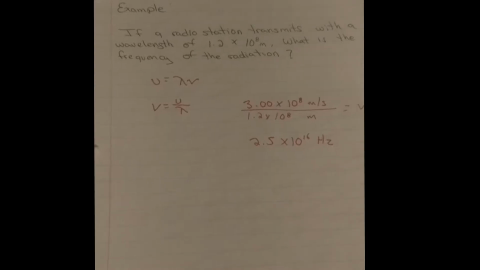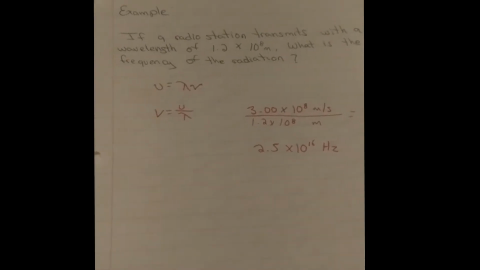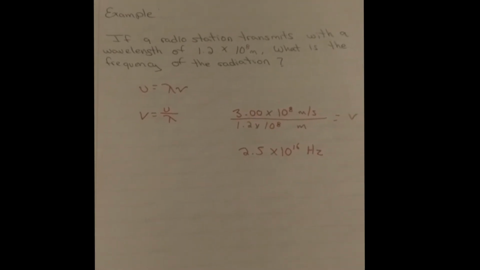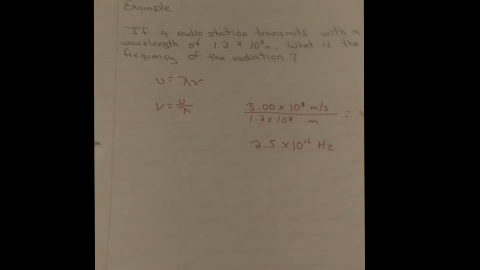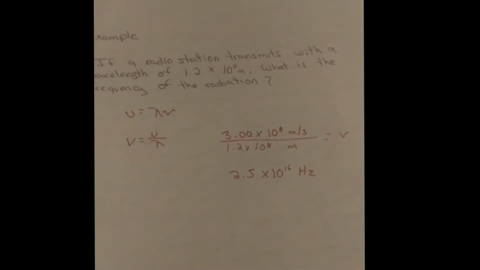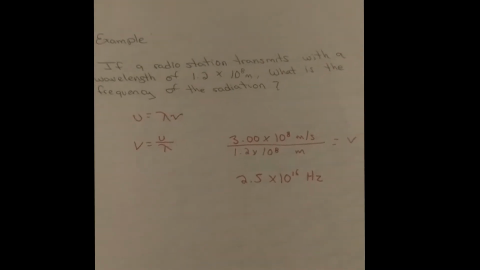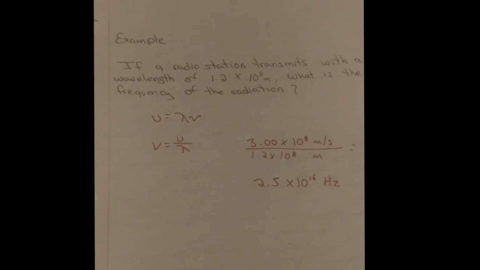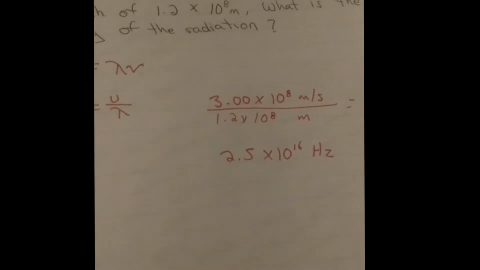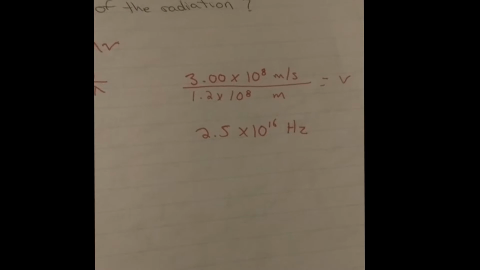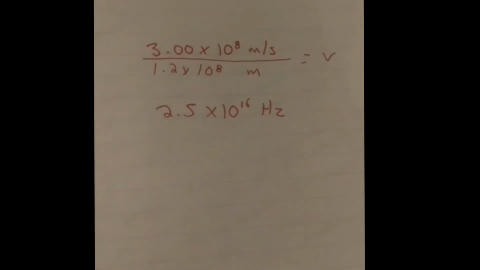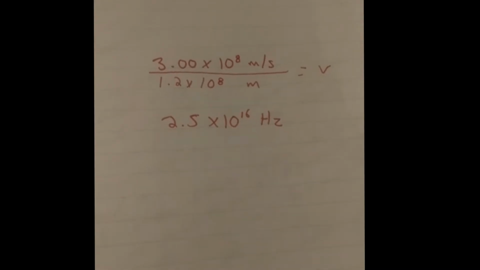If a radio station transmits with a wavelength of 1.2 times 10 to the 8 meters, what is the frequency of radiation? Now remember, here we have our formula. But since we're looking for frequency, which is the one that looks like a V, we would rearrange it in order to get the correct formula. Then we would put in, remember, the speed of light is 3.00 times 10 to the 8th. Once we do our math, we get our answer, 2.5 times 10 to the 16 hertz.